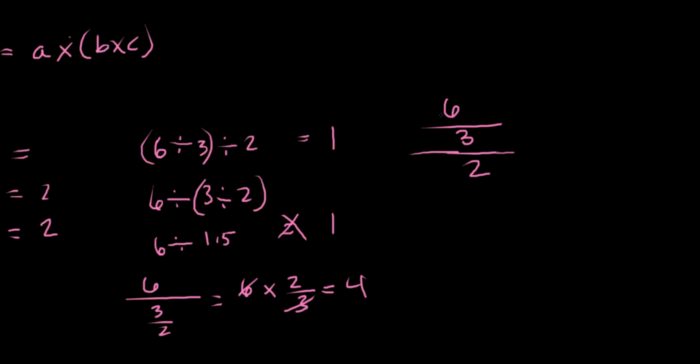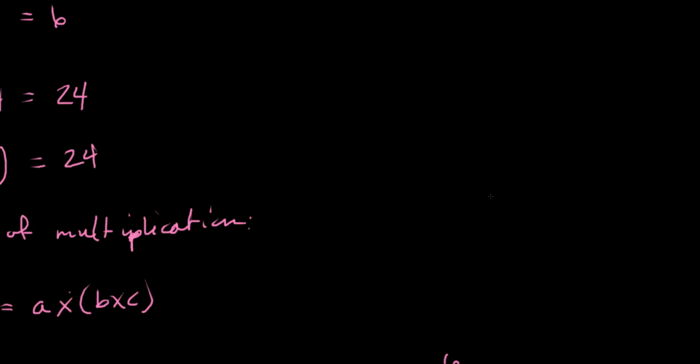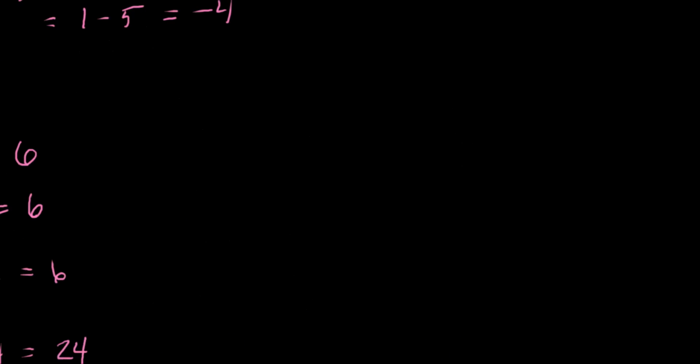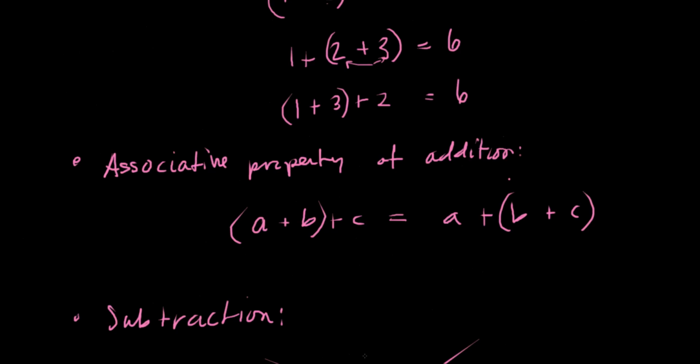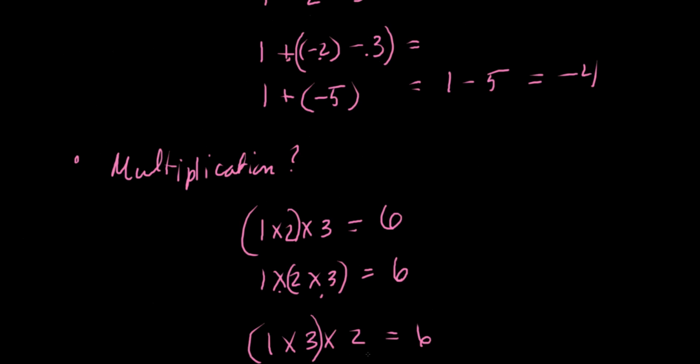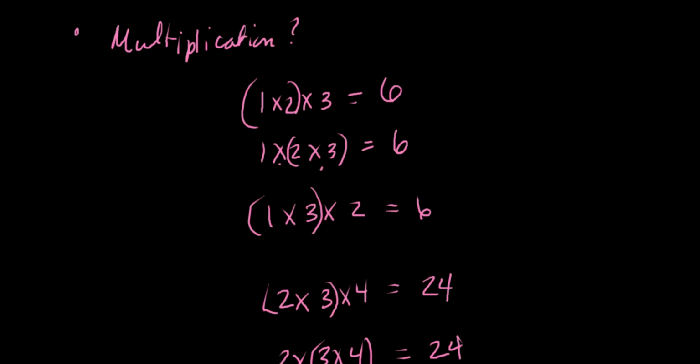Okay, so to recap then, the associative property, like the commutative property, holds for addition and for multiplication. So you can group these however you want. It will not affect the answer. It does not work for subtraction, and it does not work for division.